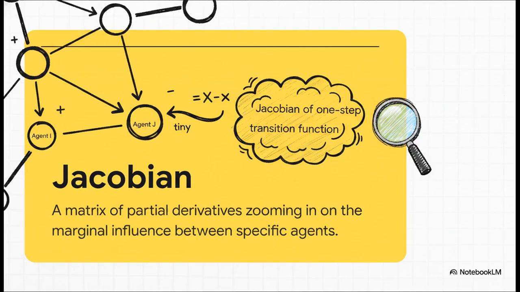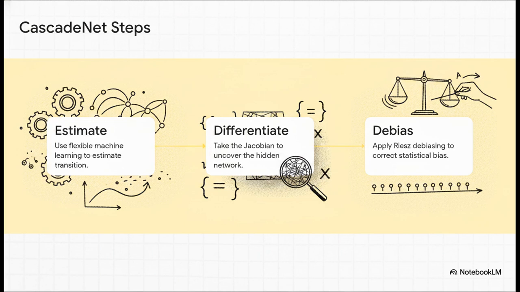It essentially asks, given the current state of the world, exactly how does a tiny, tiny change in agent J's state affect agent I's outcome tomorrow? This is a total game changer because it lets CascadeNet measure direct influence without making any rigid assumptions about how that influence travels. To actually crack the case, CascadeNet uses 3 surprisingly simple steps.